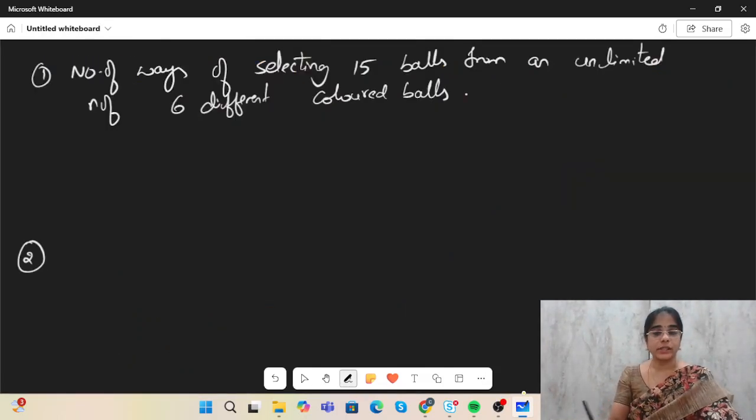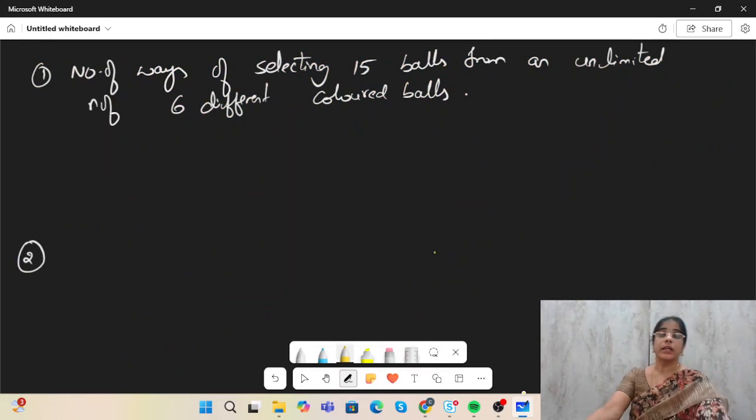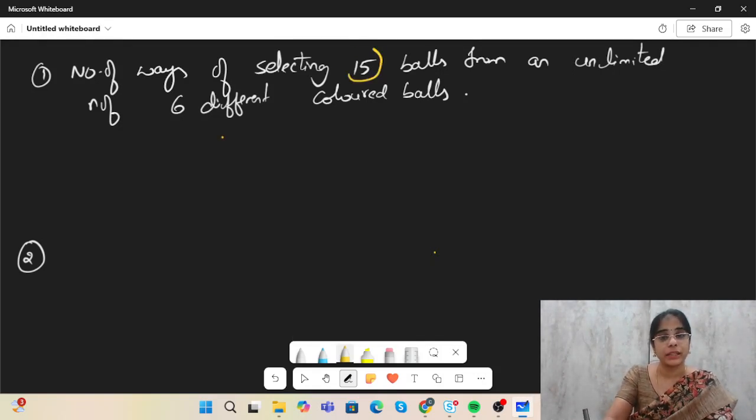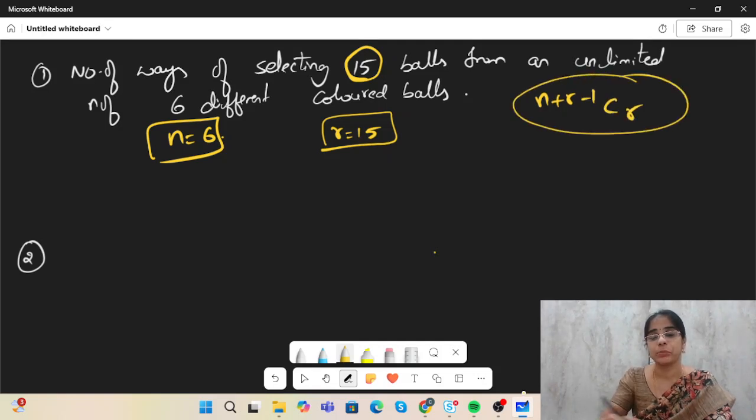Right. Now the question is, find the number of ways of selecting 15 balls from an unlimited number of 6 different colored balls. So how many do I have to select? I need to select 15. So my RHS is 15. So your r is 15, right? How many colored ball combinations have I got? My n equals 6, r equals 15. Now what should be my answer? n plus r minus 1 C r. That is my answer, right? So just apply that, you will get your answer.